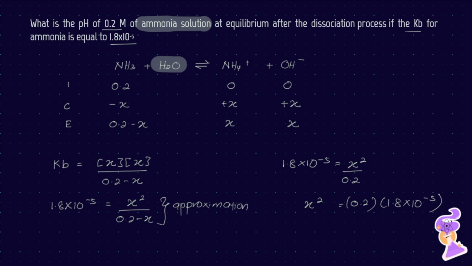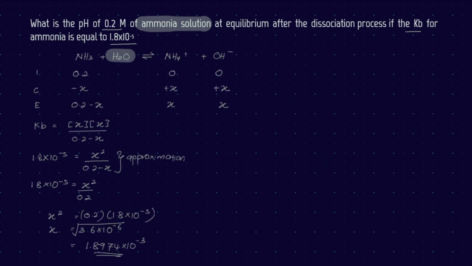whereby you will get x squared equivalent to 3.6 times 10 to the power of negative 6. So you need to square root this, and you will get x equals 1.8974 times 10 to the power of negative 3. Since this is an approximation method, we need to know whether this value of x is valid or not. So we need to do the test check.